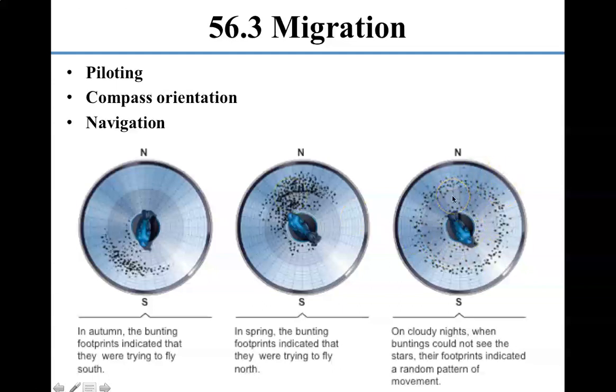So we learn a couple of things here. One, they know what direction it is. They know at a certain time of the year they need to be going in a particular direction, either south or north. And then on the cloudy nights, the fact that they walked around randomly shows that the clouds were maybe obscuring the stars, and so maybe they can tell the direction not by some sort of internal compass, but they're navigating based on patterns of stars in the sky.